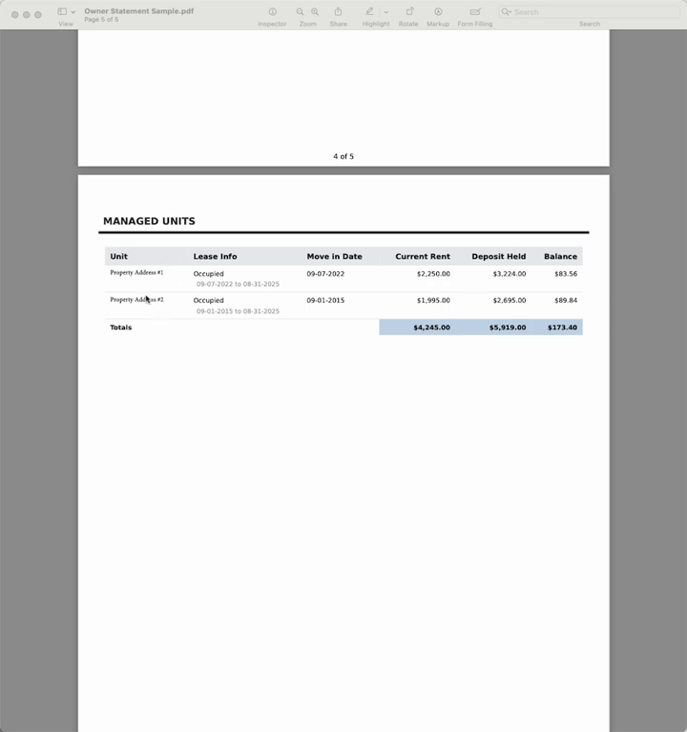Lastly, on this page here, we have a list of the managed units. This is basically our rent roll. You'll see each unit listed here, whether or not it's occupied, the dates of the lease, the date that the tenant moved into the property, their current rent amount, the security deposit that we're holding on hand, and then if the tenant has a balance of any kind, that would be listed here as well.